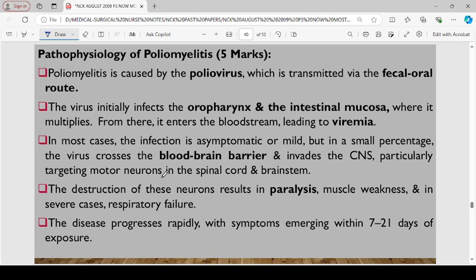Well, we have several. Polio is normally caused by poliovirus, which is normally transmitted via fecal-oral route. This virus initially affects the oropharynx and the intestinal mucosa where it multiplies. From here, it will enter the bloodstream leading to viremia. In most cases, the infection is asymptomatic or mild, but in a small percentage, the virus can cross the blood-brain barrier and invade the CNS, particularly targeting motor neurons in the spinal cord and the brain stem. The destruction of these neurons normally results in paralysis, muscle weakness, or in severe cases, respiratory failure. This disease progresses rapidly with symptoms emerging within 7 to 21 days of exposure.